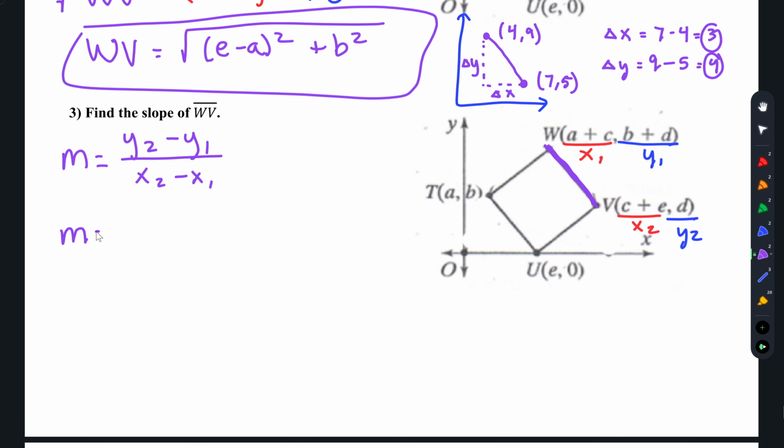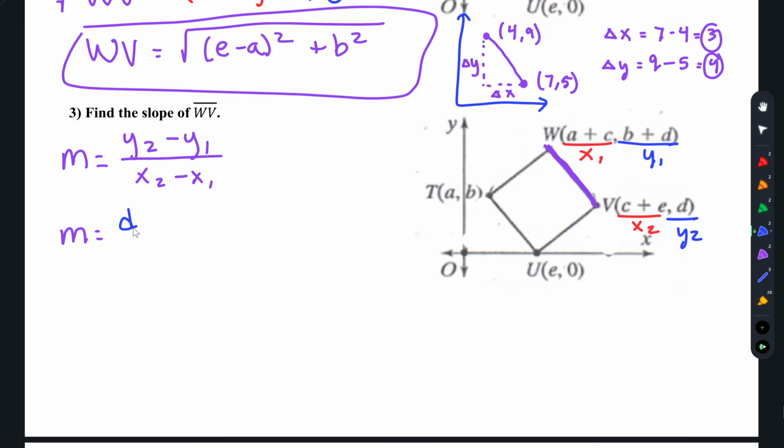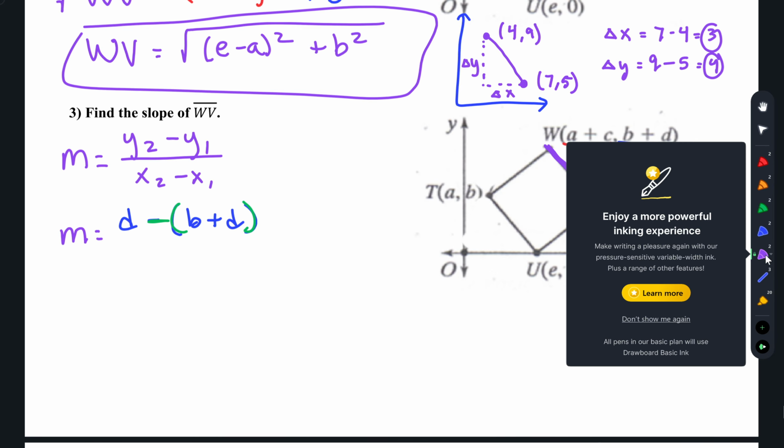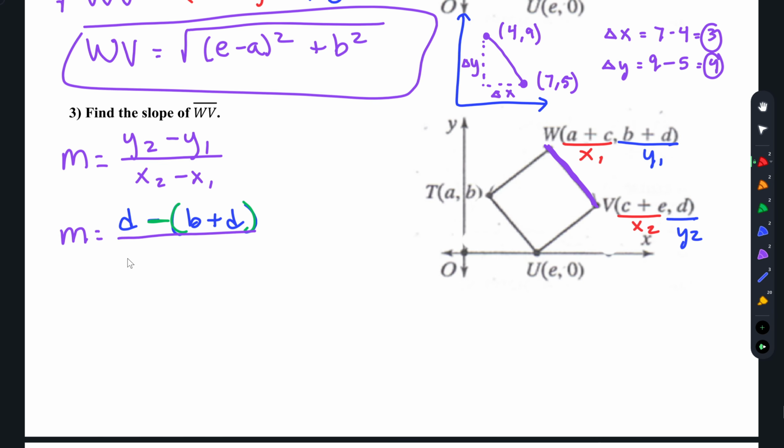The most important thing that we remember here is when I plug in, for example, Y2 minus Y1, I have to put Y1 in parentheses. B plus D has to go in parentheses because I'm going to end up distributing that negative symbol to the B and to the D. That's the most important part to remember here. That's the part that we get wrong most often. Same thing with the X's: A plus C minus, in parentheses, C plus E.